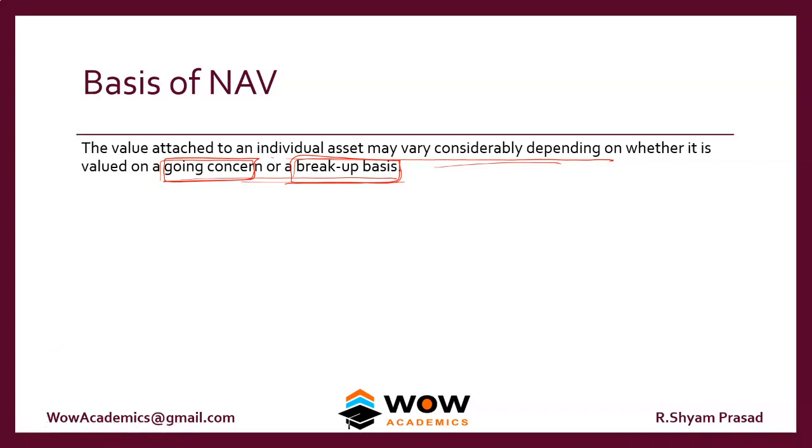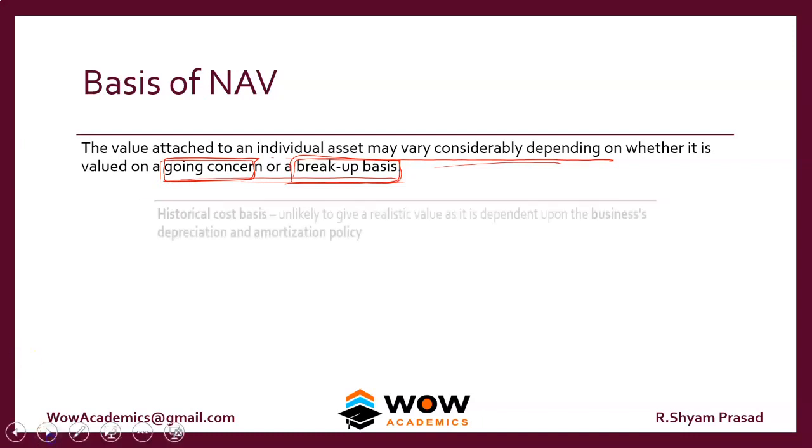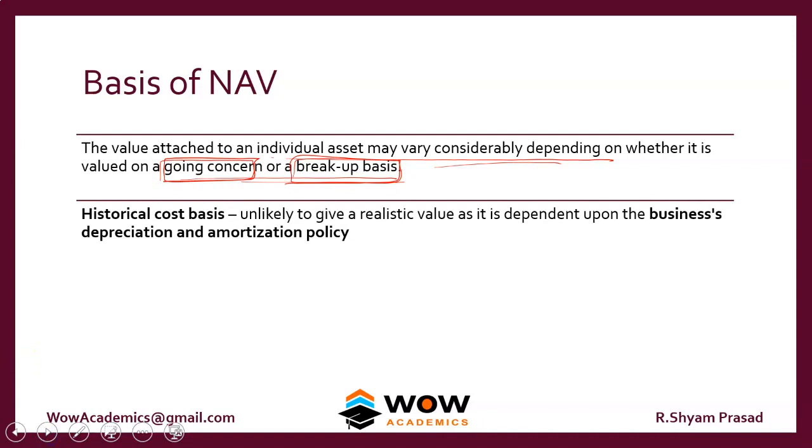If the company is going to be closed and the assets are going to be sold, then the NAV will be different. Okay, so we look at it like this. We can use the asset value based on the historical cost method, but this will not give you a realistic value of the assets because the assets might have been depreciated and amortized. So this value will always be very low.